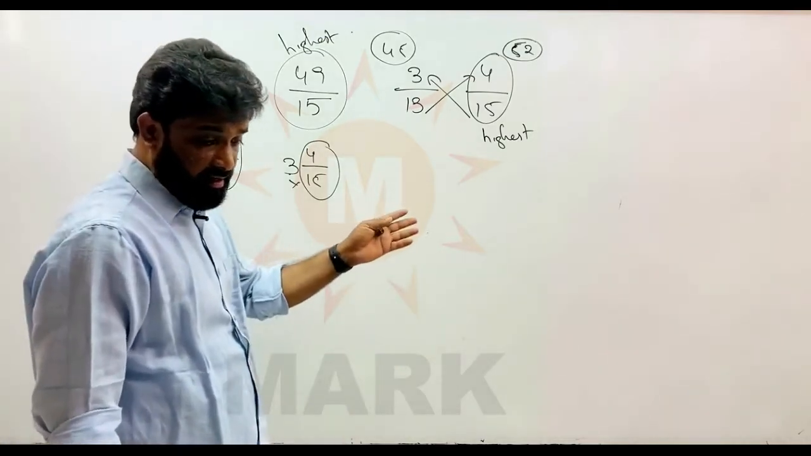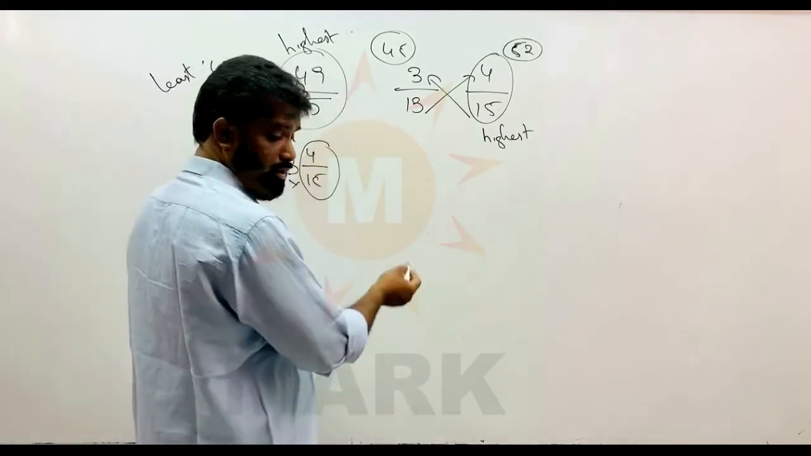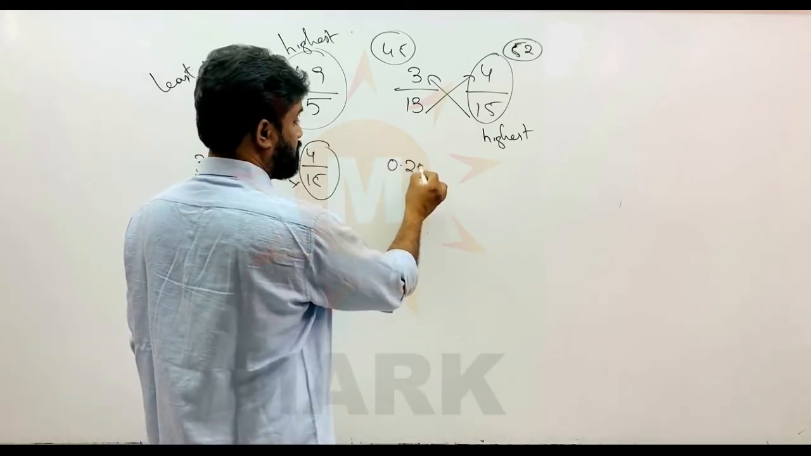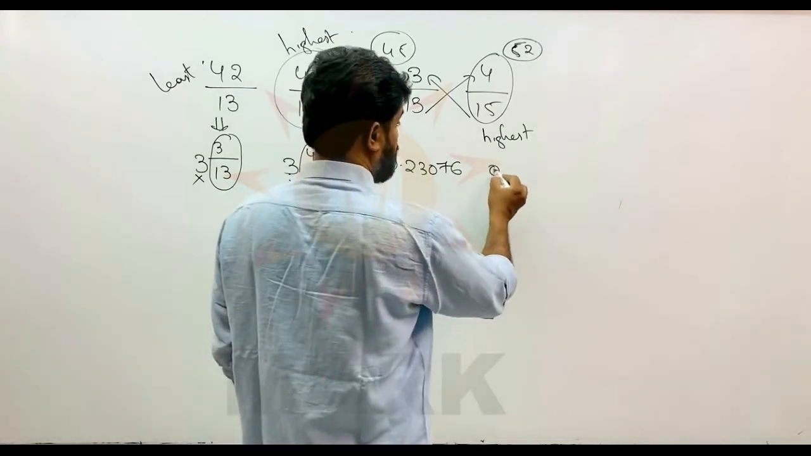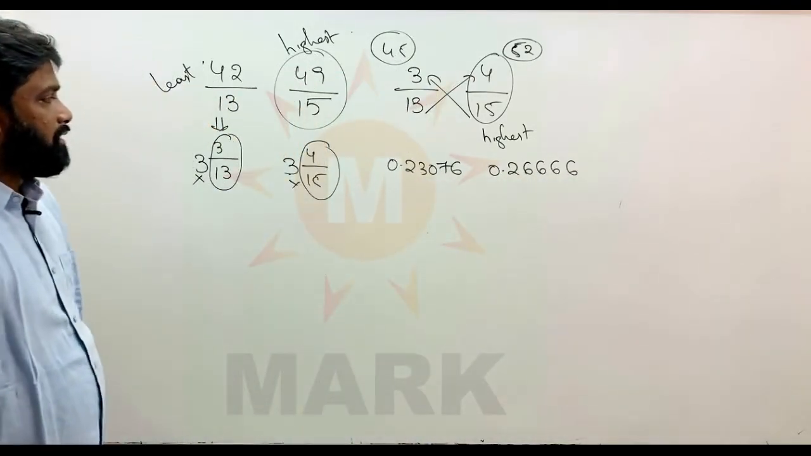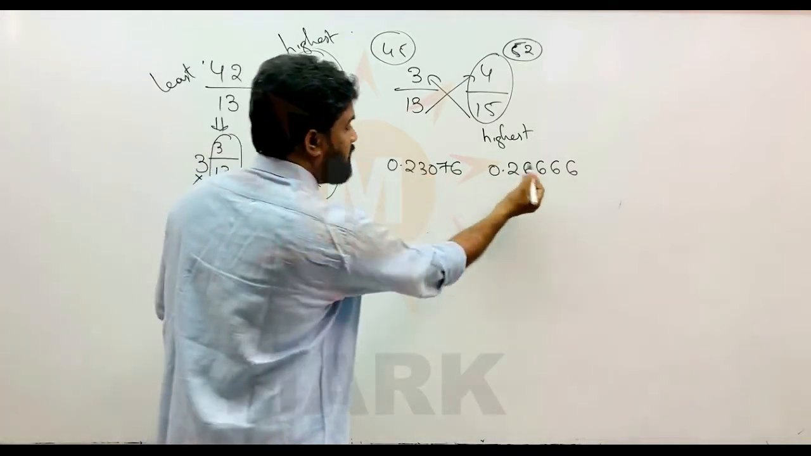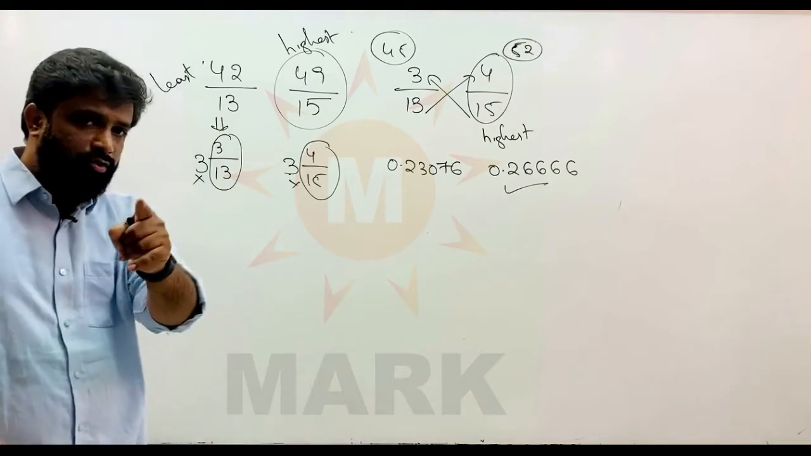If you want, you can check in the calci also. Our friends have checked and they are showing me, if you convert, 0.23076 something, and this one is 0.2666. See how close they are, 0.23 and 0.26. So 0.26 is obviously higher. So we did it without using the calci.